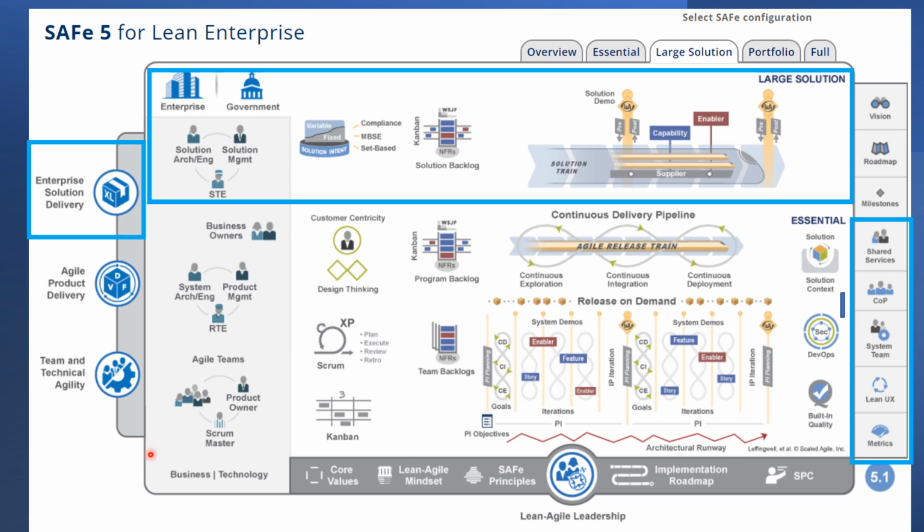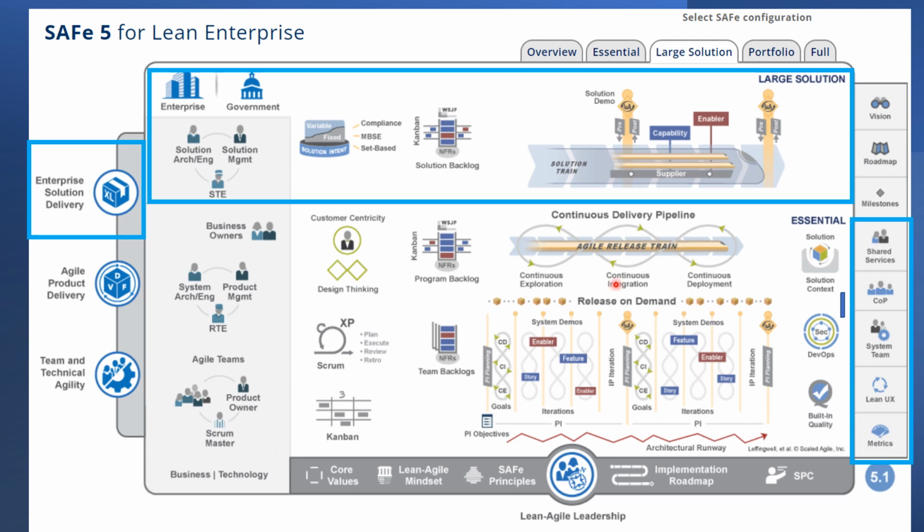As I mentioned earlier, SAFe is an implementation technique or a framework which helps organizations scale at different levels. If you are a small or mid-sized company, Essential is enough. If you are a big company, you can go for Large Solution or Portfolio or Full configurations. According to the size of the company, the need and the execution you want to plan, you can choose the right configuration for your company.